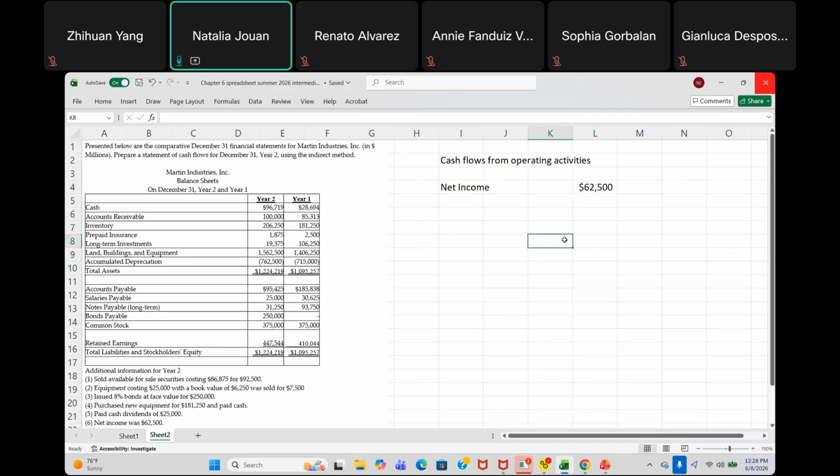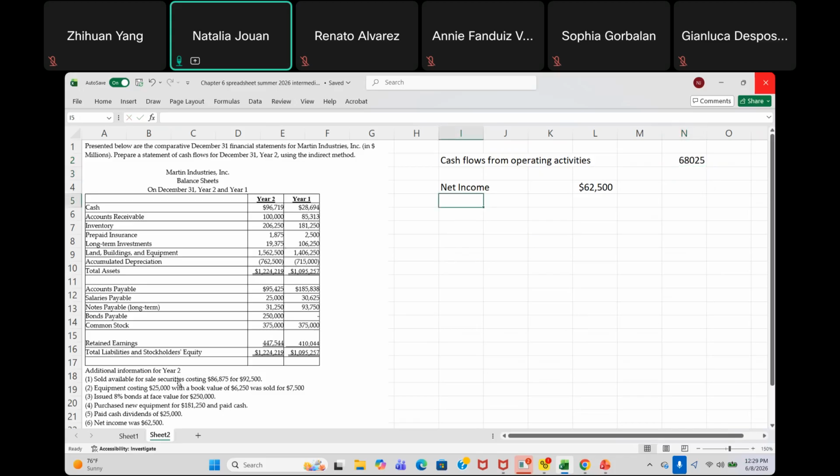Now our goal is to get, between the three, the operating activities, investing activities, and financing activities, an increase from year 1 to year 2. So I'm just going to put the number here so we know that's our end goal: 96,719 minus 28,694. So we want an increase in cash of 68,025. All right, let's start with operating.